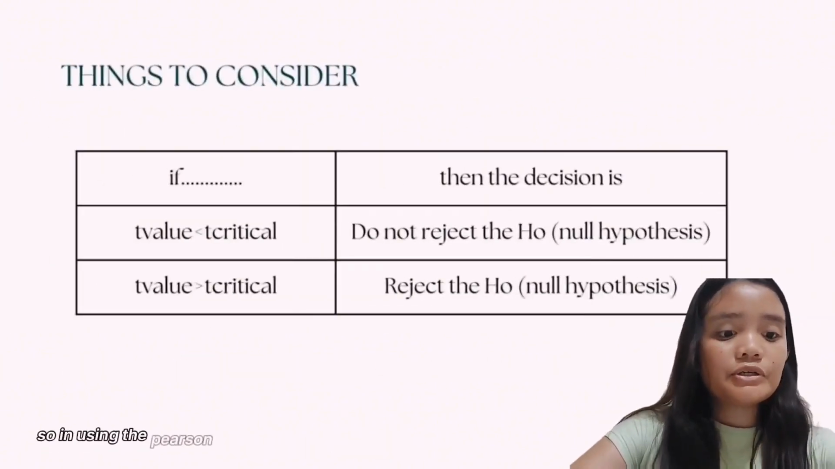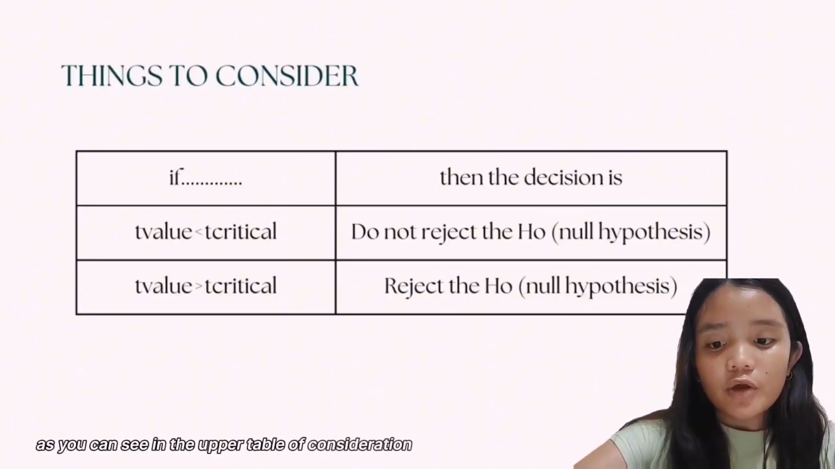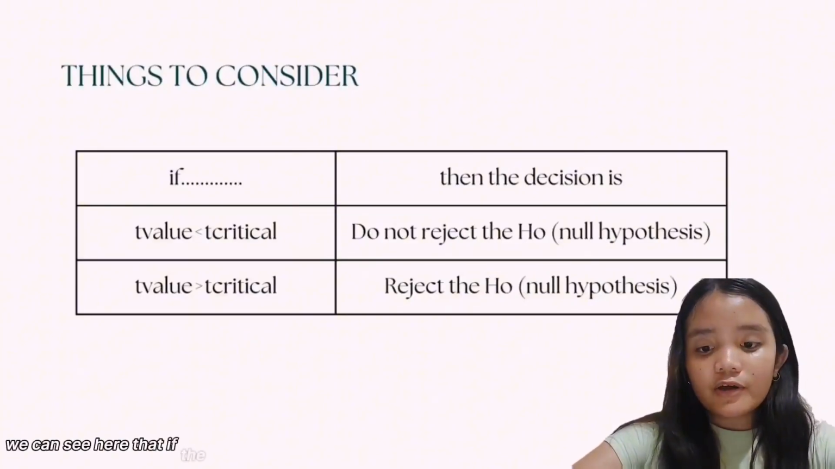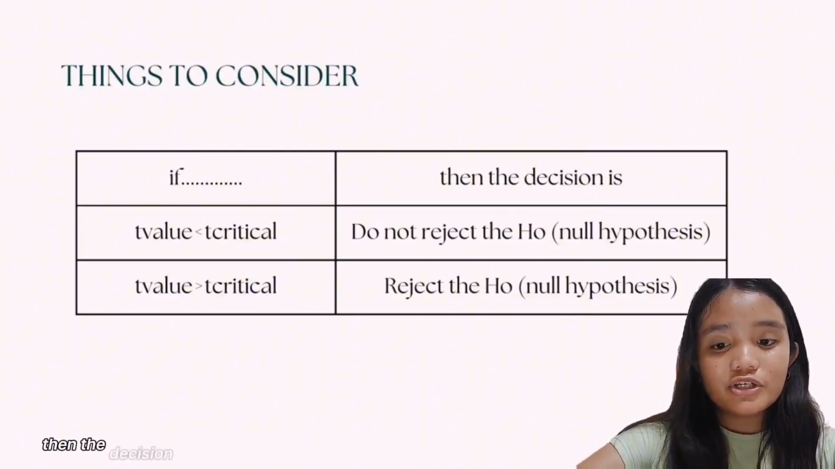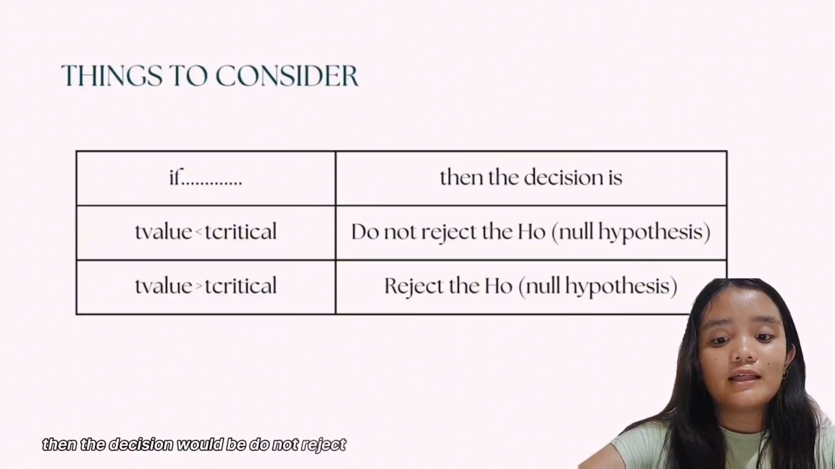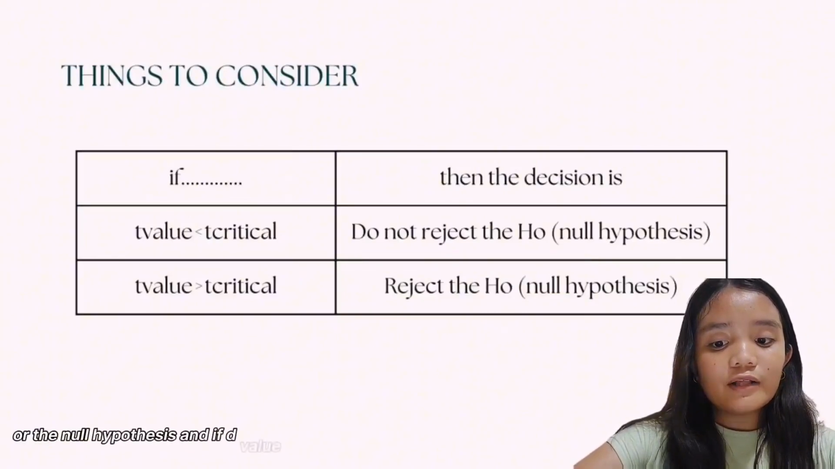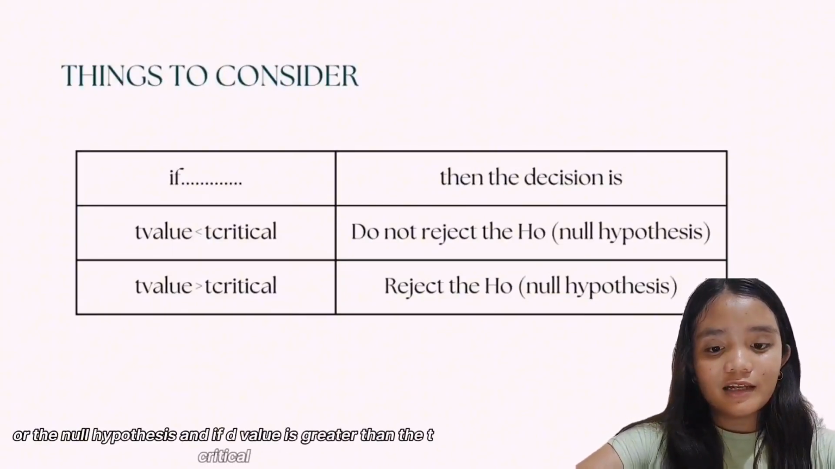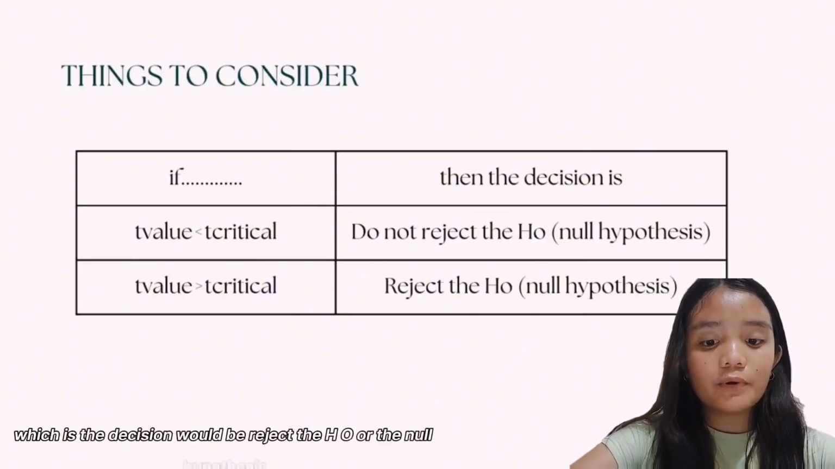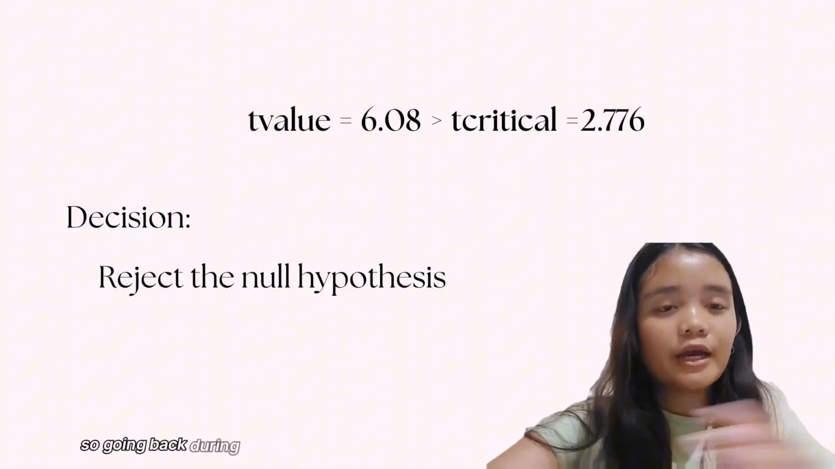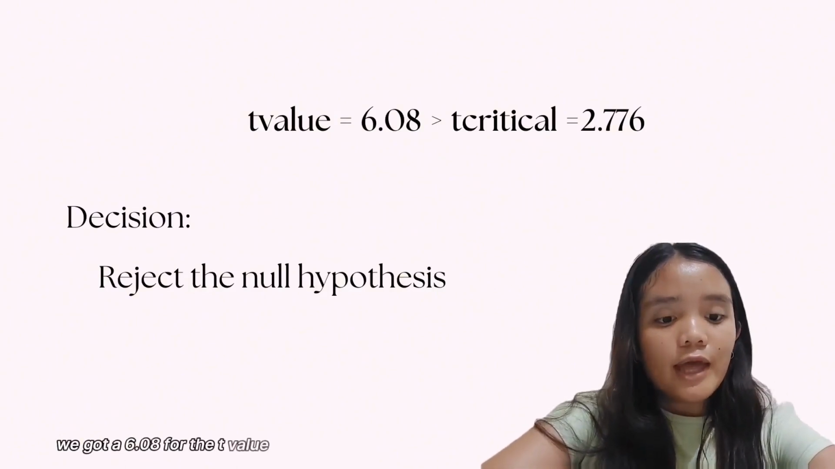In using the Pearson R, here are some things to consider. As you can see in the upper table of consideration, if the t value is less than the t critical, then the decision would be do not reject the H0, or the null hypothesis. And if the t value is greater than the t critical, then the decision would be reject the H0, or the null hypothesis.